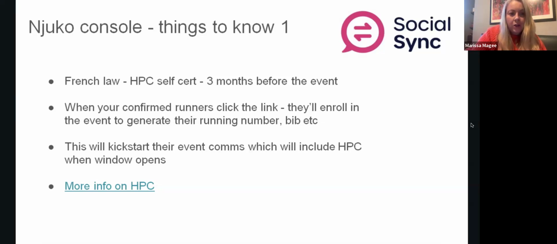What will happen is that when your runners click the link to create their Time to account, they will give all of the information to create their runner number, but they'll be entered into a communications journey as well. When that HPC window opens, they'll receive the event nudges direct from ASO, which will guide them through setting that up and doing that certification with reminders. And we've got a link with more details about HPC, from the ASO website, which is really handy if anybody wants more background.